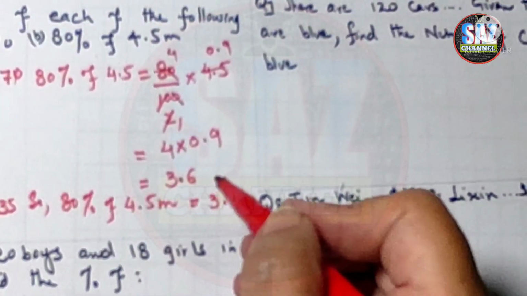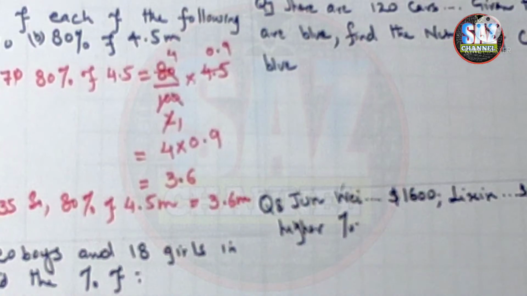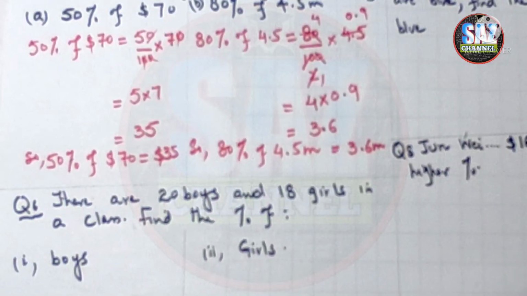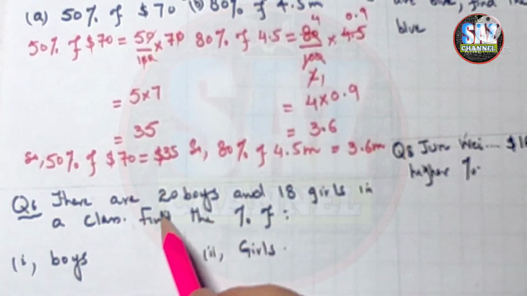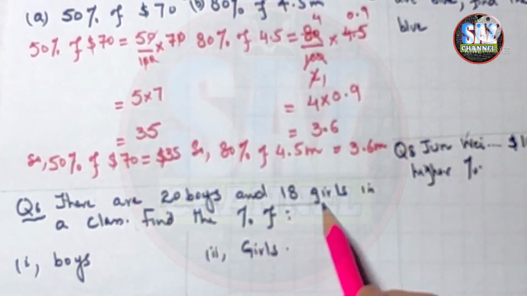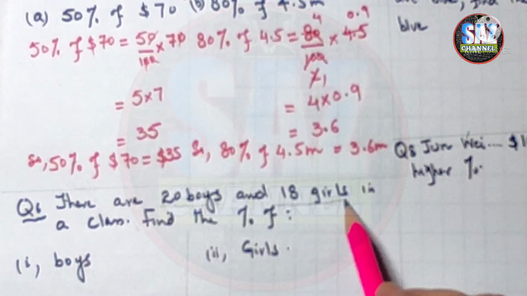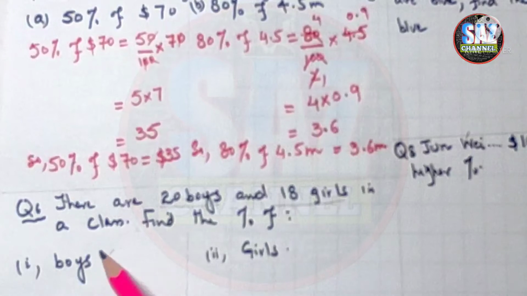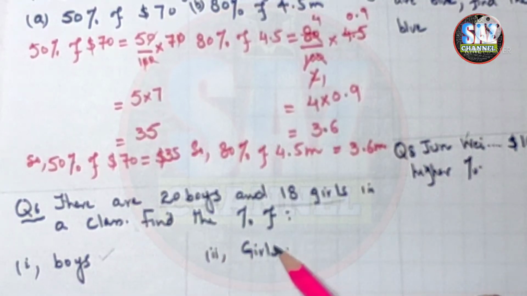And let's move to question number 6. Question 6 says that there are 20 boys and 18 girls in a class. Find the percentage of boys and the percentage of girls in the class. Okay, so we have to find the percentage of boys and girls.